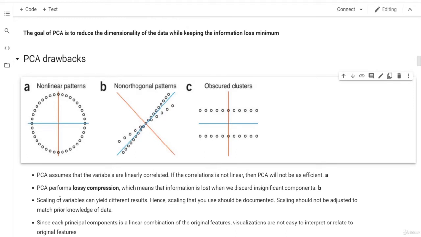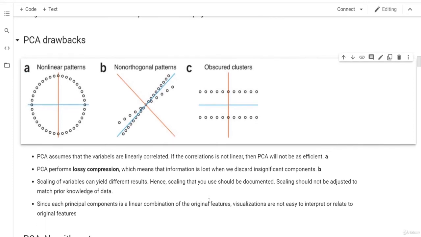Also, you need to know that scaling of variables can yield different results. Hence, the scaling that you use should be documented. So any scaling you do should be clear and documented in order to know if this is actually correct or not. So scaling shouldn't be adjusted to match prior knowledge of the data, because our machine learning algorithms don't really assume anything about the data, right? We need to scale to have the scalar, and we don't really want to adjust the scalar to match our previous knowledge of the data, okay?